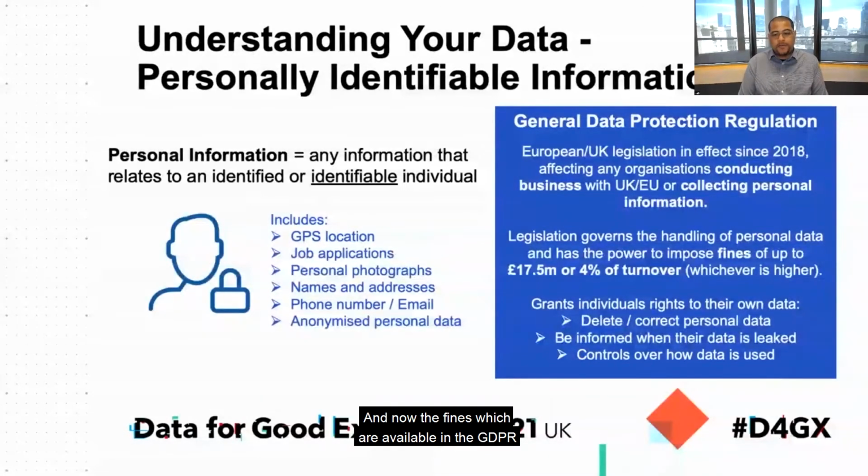Now the fines, which are available in the GDPR, are probably the most well-known and headline-grabbing aspects of the legislation. And GDPR UK has the power to impose fines of up to £17.5 million, or 4% of turnover for the organization, whichever is higher. And these fines are not just hypothetical. In the years since the legislation came into effect, a number of high-profile fines have been issued. The biggest one was in 2019 to Google, and Google was fined €50 million.